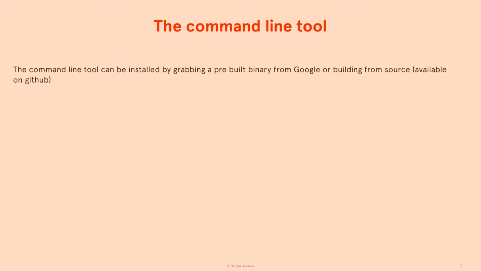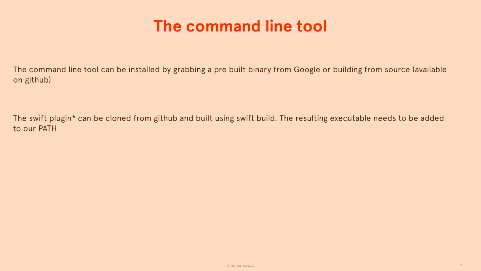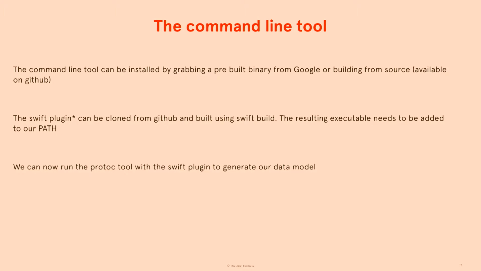The next thing is a command line tool, which can be installed by grabbing a pre-built binary, or if that really offends you because you're a real programmer and you have to build everything from source, you can go onto GitHub and build from there. The Swift plugin, you actually have to clone from GitHub and build using Swift build and add the resulting executable to your path. And then we can now run the Swift plugin.